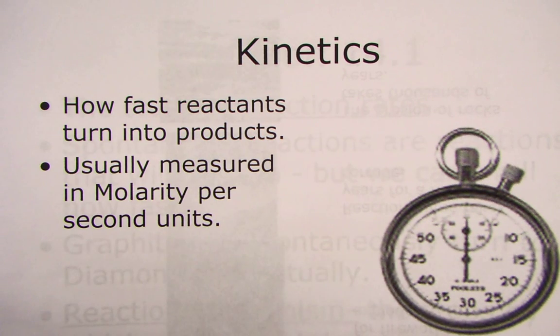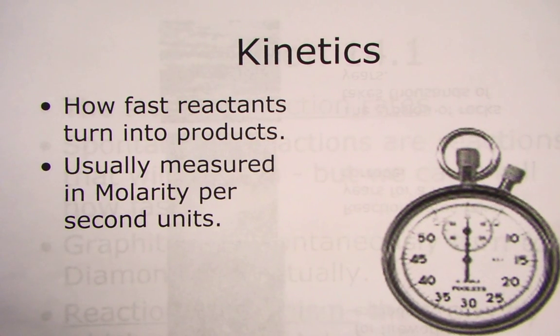Let's begin our topic on chemical kinetics. The term kinetic energy means energy of motion. When we think of that word kinetic, we're thinking how fast reactants are turning into products. It's usually measured in something called molarity per second. How quickly something is disappearing is the rate at which reactions are measured.